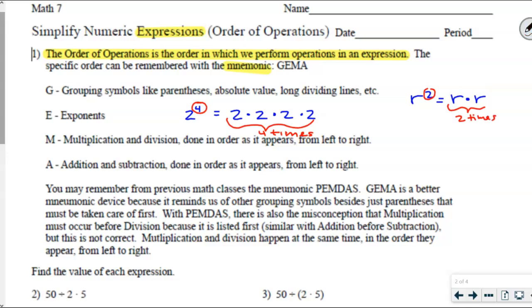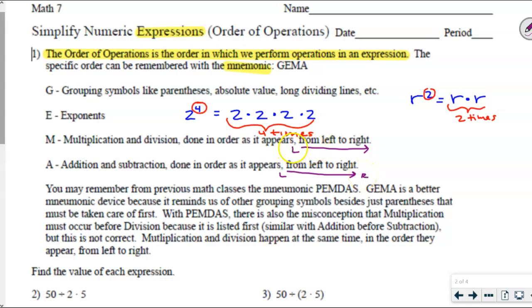Okay. After G for grouping symbols and E for exponents, then it's M, which reminds us that we need to do multiplication and division. However, something is really important to acknowledge. We do multiplication and division in order from left to right. A reminds us to do addition and subtraction. They happen at the same time, so we do them as they appear in order from left to right.